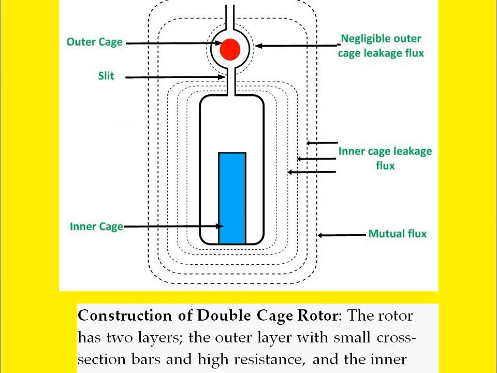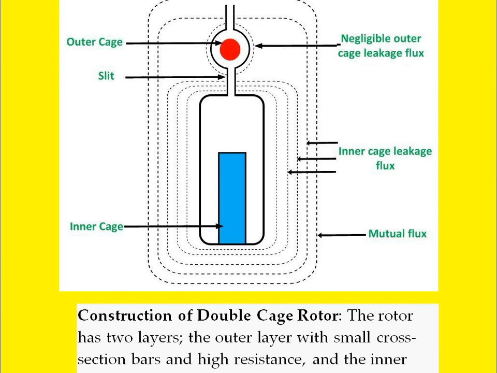It will have an inner cage and an outer cage of conductors. The outer cage conductors have a low area, whereas the inner cage conductors have a large area. So the inner cage conductors will offer low resistance, whereas the outer cage conductors will offer high resistance.